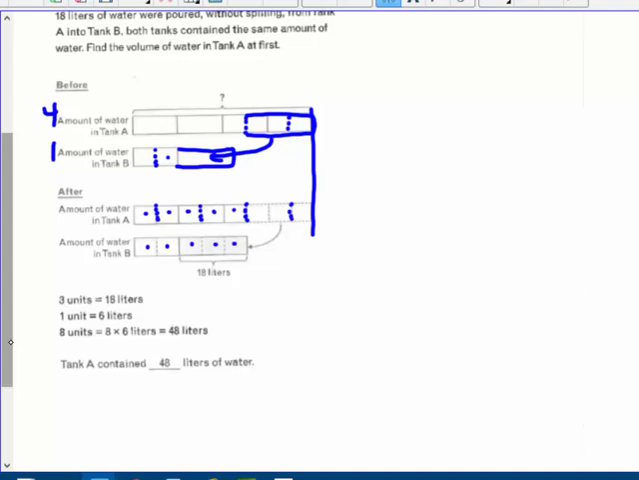So those 3 bars that I'm taking from A, pouring the 18 liters, equals the 18 liters. So one of those bars, or 1 unit, has to be 6. What did tank A have to start with? Well, if you take the 4 and cut them in half, there were really 8 little units here to start with. So 8 times 6 would give you the 48 liters of water that A started with.